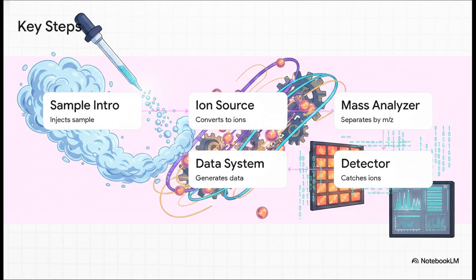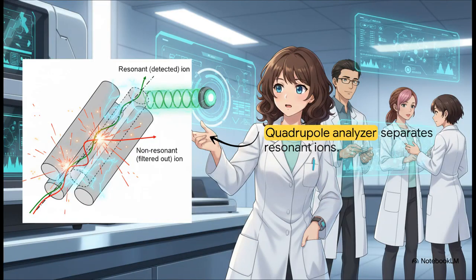And finally, step 5 is the data system, which is just a computer translating all this physical sorting into digital data we can actually read. Now, what's really interesting about this next part is how we actually pull off step 3, the mass analyzer.